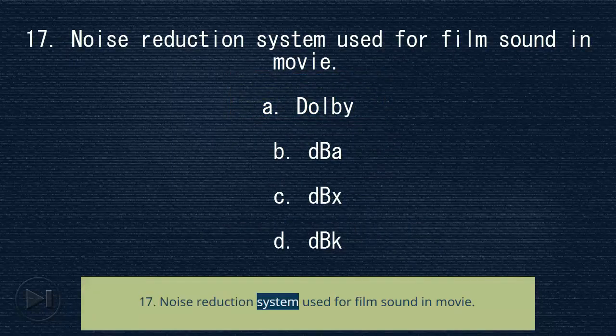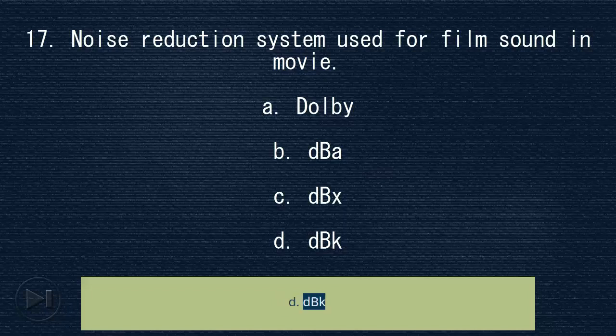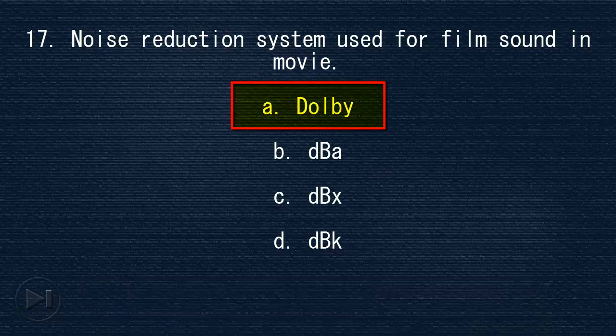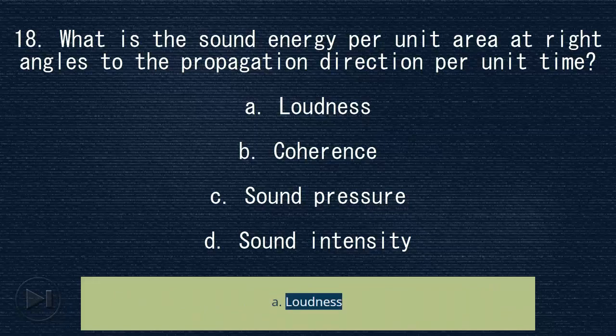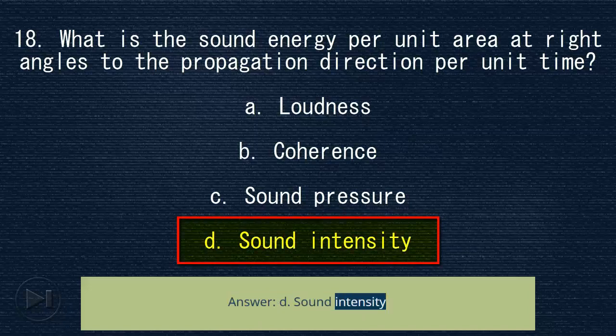17. Noise reduction system used for film sound in movies. A. Dolby. B. DBA. C. DBX. D. DBK. Answer: A. Dolby. 18. What is the sound energy per unit area at right angles to the propagation direction per unit time? A. Loudness. B. Coherence. C. Sound pressure. D. Sound intensity. Answer: D. Sound intensity.